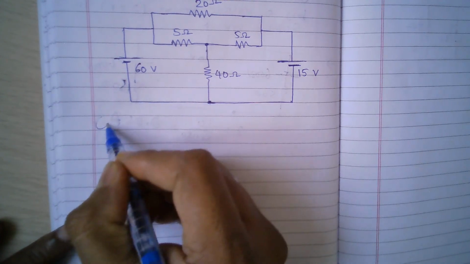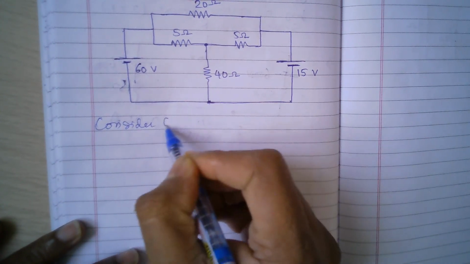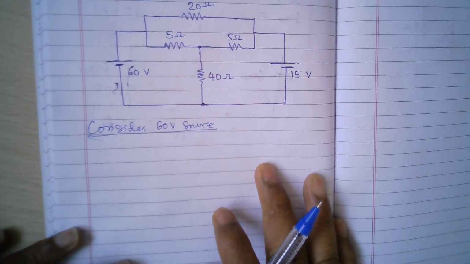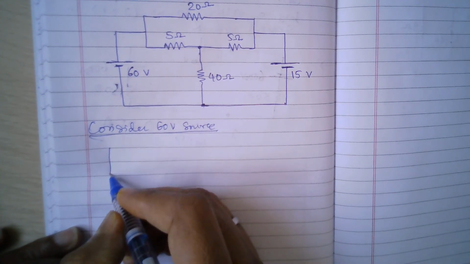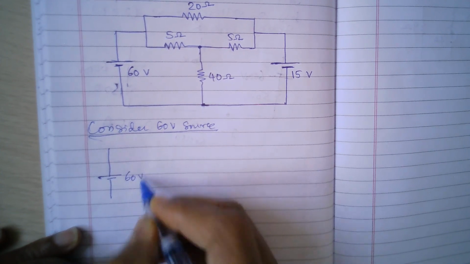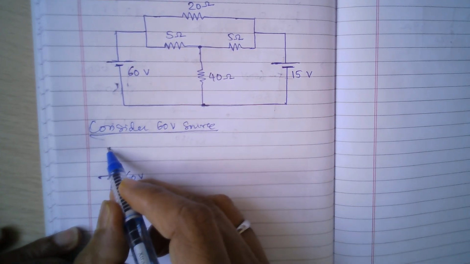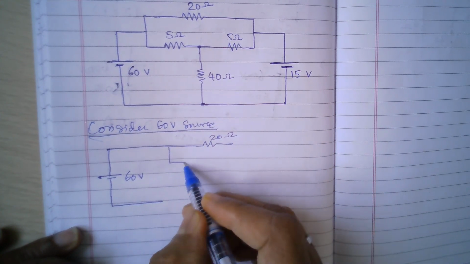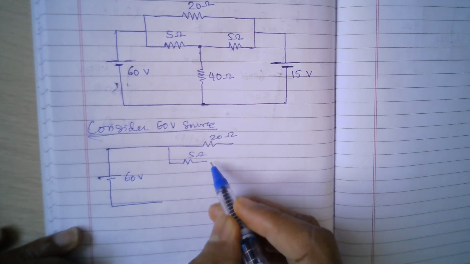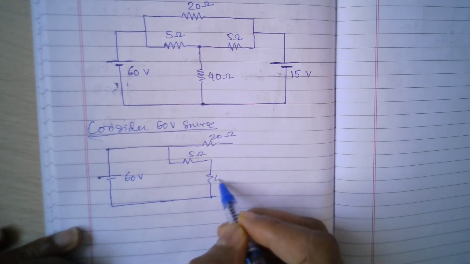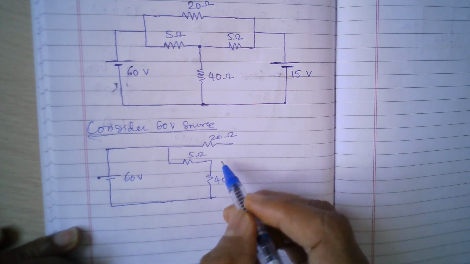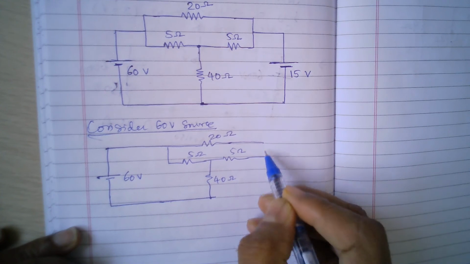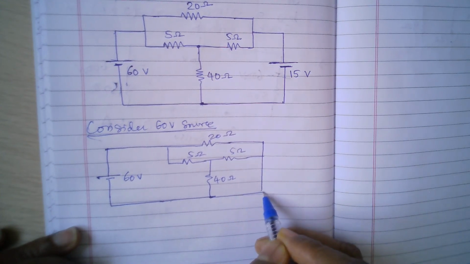So consider 60 volts. When I consider only the 60 volt source, the circuit becomes simplified like this. So we have a 60 volt source here, and then I have 20 ohm resistance. Then from here another branch is 5 ohms. Then I have 40 ohm resistance here. Then another branch is 5 ohms, and then this whole thing is short circuited.